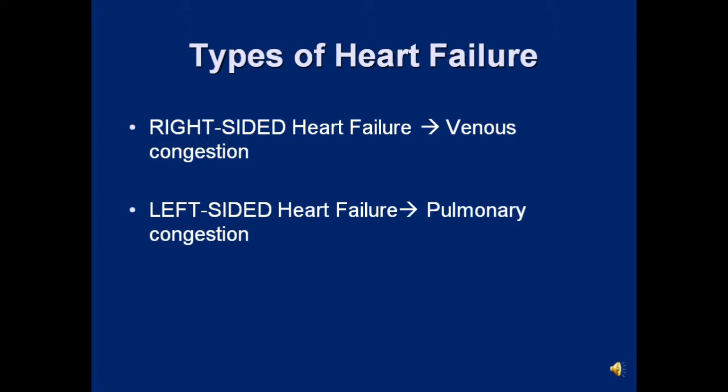When heart failure occurs, it can affect either the right or left side of the heart, or both sides simultaneously. Let me discuss the types of heart failure. Right-sided heart failure is the inability of the right ventricle to pump adequate blood to the lungs, thereby leading to venous congestion. Left-sided heart failure is the inability of the left ventricle to produce adequate stroke volume, leading to decreased cardiac output and resulting in pulmonary congestion.